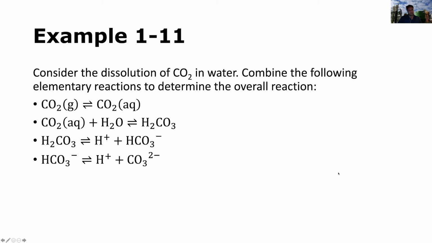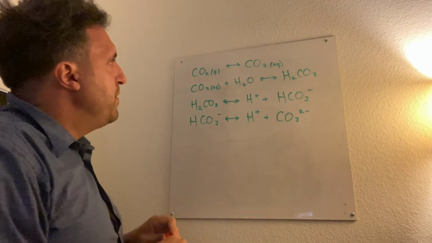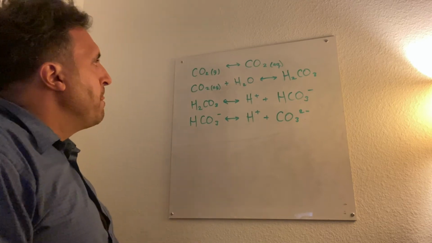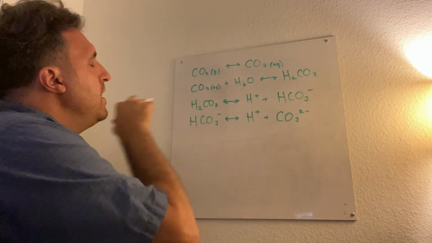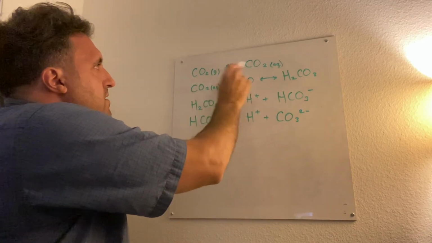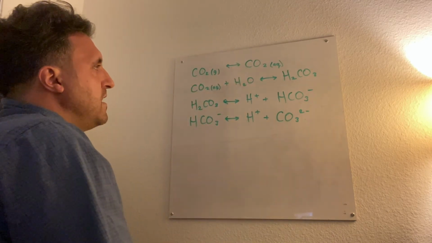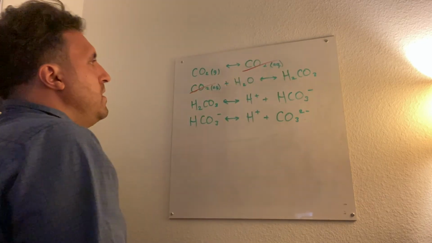So let's do this example. Consider the dissolution of CO2 in water. Combine the following elementary reactions to determine the overall reaction. So we've got the following elementary reactions of CO2 dissolution into water. And to obtain the overall reaction for this series of reactions, we have to look for things that we can cancel out. For example, here we've got CO2 gas being converted into CO2 in the aqueous form, and in this next equation we've got CO2 in the aqueous form on the left side, so we can cancel this out.